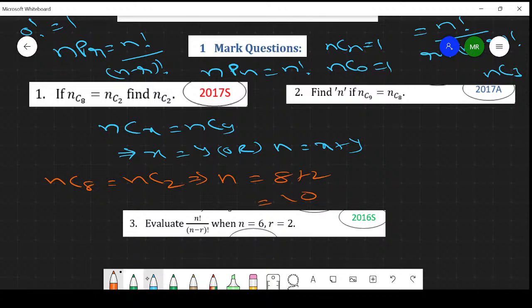I hope you understood this. Now do question number 2. nC9 equal to nC8 is given. You can also observe here that 9 is not equal to 8. Again n is equal to 9 plus 8. Your answer will be 17. The concept is simple. This is important.